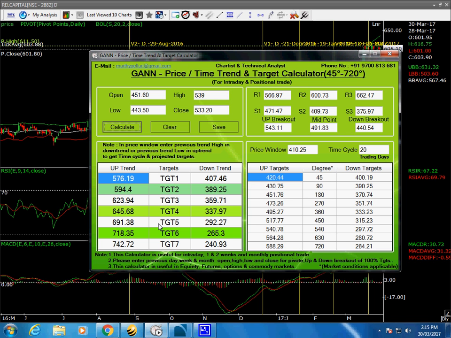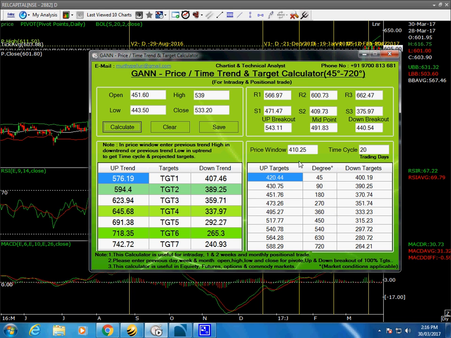Once it is above this midpoint, we can enter for the long, and if a breakout happens, it will go further. If it is below this midpoint, we should go for short, and this is the down breakout targets and projected targets as per Gann also, which we have given. This is about the Gann price time trend and target calculator. Anybody who requires it can see the details below this, and you can contact me or send me a mail.